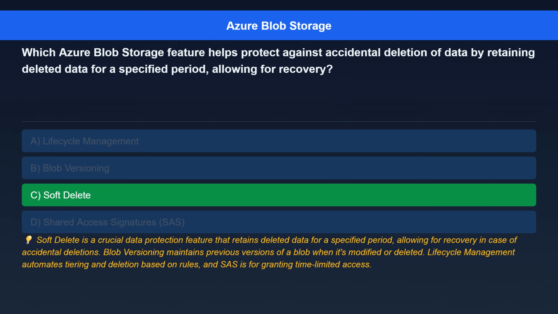The correct answer is soft delete. Here's the explanation. Soft delete is a crucial data protection feature that retains deleted data for a specified period, allowing for recovery in case of accidental deletions. Blob versioning maintains previous versions of a blob when it's modified or deleted. Lifecycle management automates tiering and deletion based on rules, and SAS is for granting time-limited access.